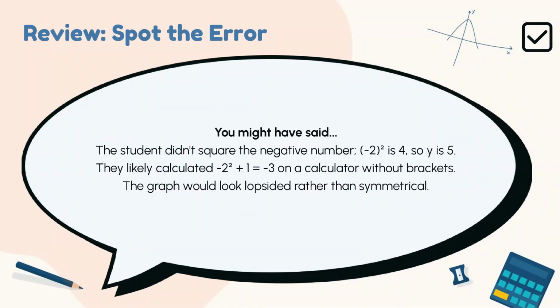The student has not squared the negative number correctly. For x equals negative 2, the calculation should be negative 2 squared plus 1. Using brackets, negative 2 squared is positive 4. So, y equals 4 plus 1, which is 5. The student probably typed negative 2 squared into a calculator without brackets, which can give negative 4, then plus 1 gives negative 3. This mistake would make the graph look lopsided instead of symmetrical. A quadratic graph like y equals x squared plus 1 should be symmetrical about the y-axis.